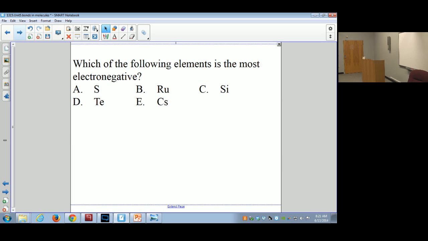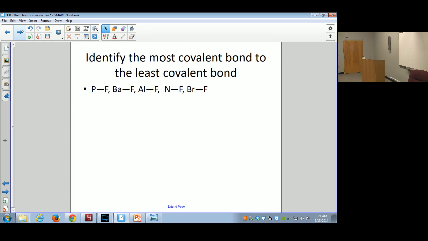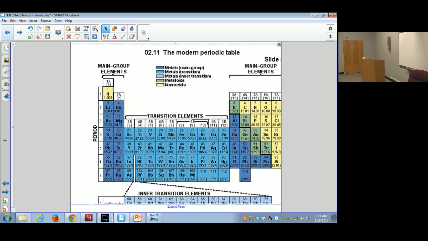So I might ask you which is the most electronegative or which is the least electronegative. I could ask you questions like identify the most covalent bond to the least covalent bond, or vice versa. And so you want to have your periodic table when you answer these things. And since your periodic table will basically look like this without the colors on it, you need to be able to identify it from there.